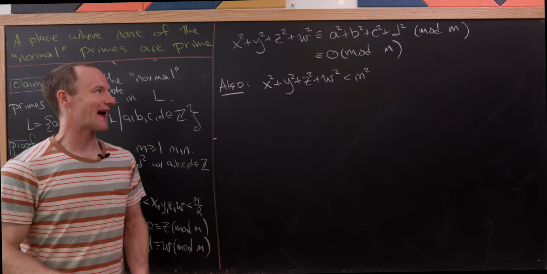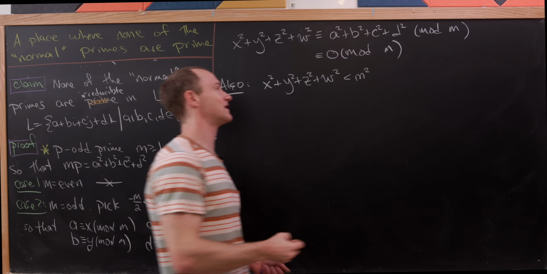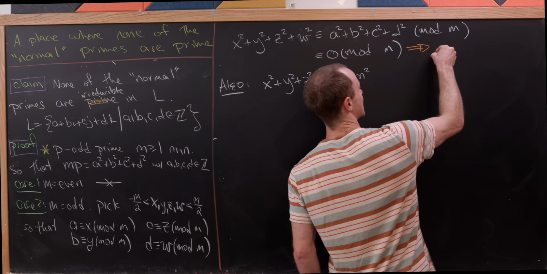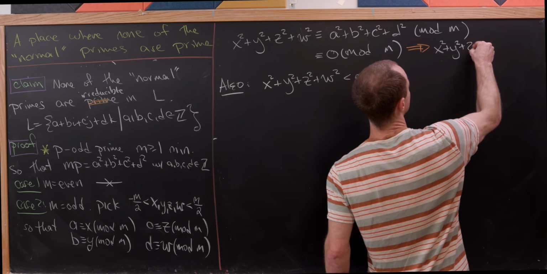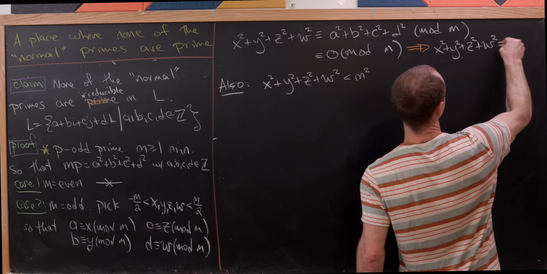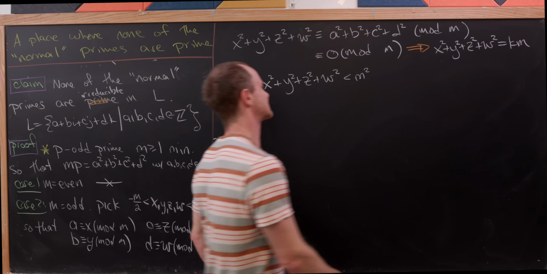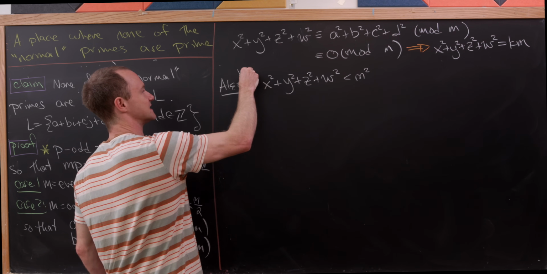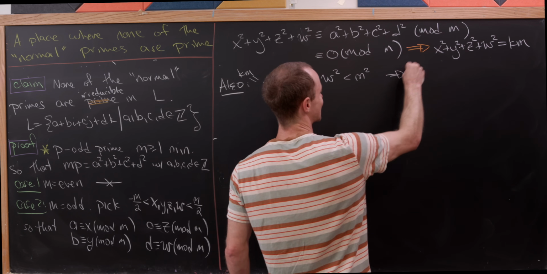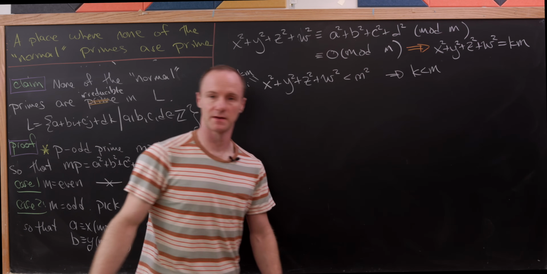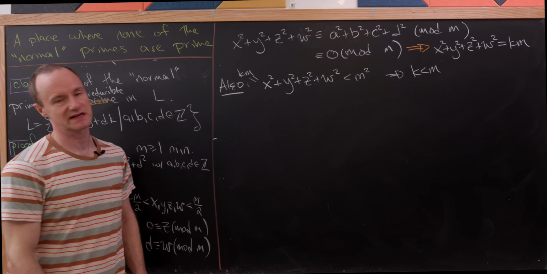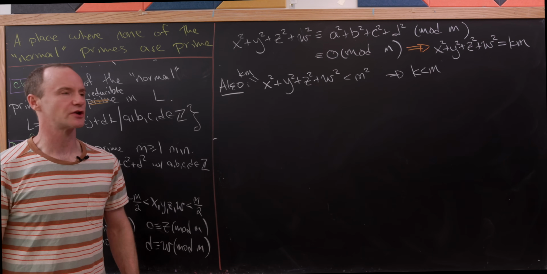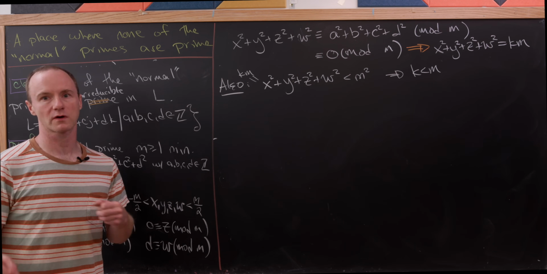But now, where does that get us? Well, let's actually extend this off a little bit. So the fact that this is congruent to 0 mod m means that x squared plus y squared plus z squared plus w squared is a multiple of m. Let's call it k times m. But then if we extend this back and say that this is k times m, that tells us that k is less than m. I think that's pretty clear. If k times m is less than m squared, just dividing both sides by m, you get k is less than m.